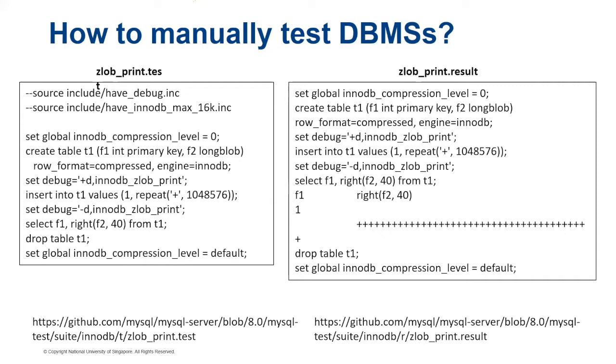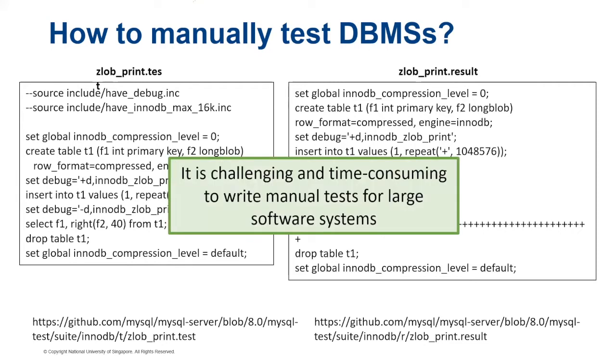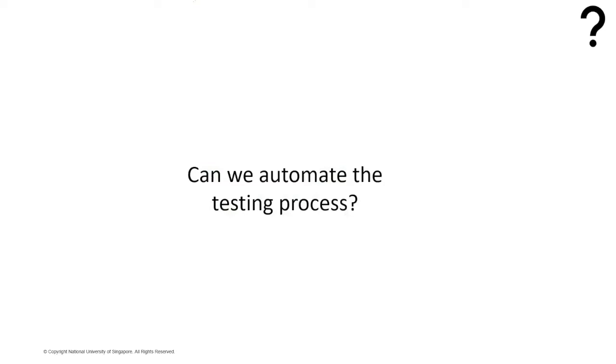So this, of course, works well. It also likely allows us to find some bugs and prevent some regressions from being introduced. But I would say that it's always challenging and time-consuming to write test cases, especially good test cases for such large software systems. So can we do better? And specifically, can we automate this testing process, at least to some degree?